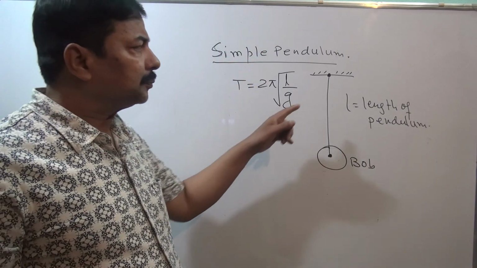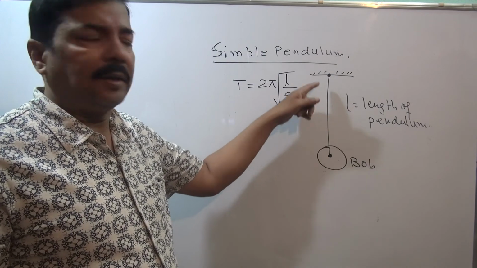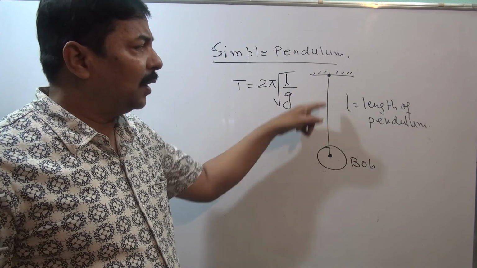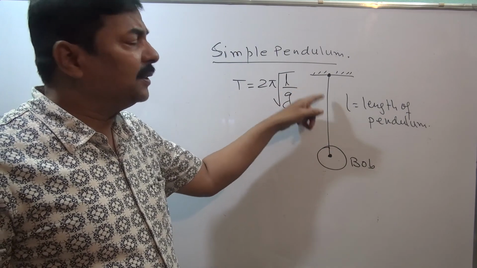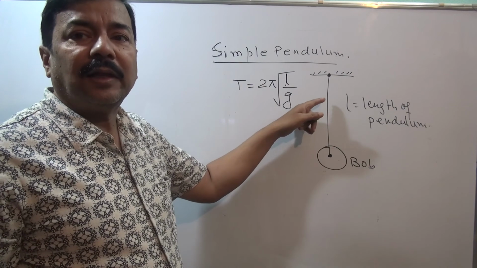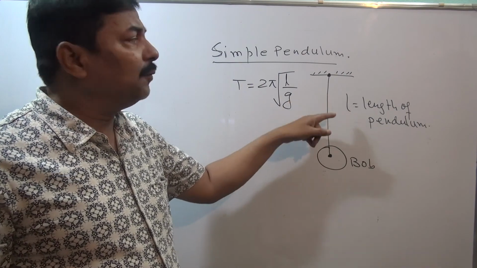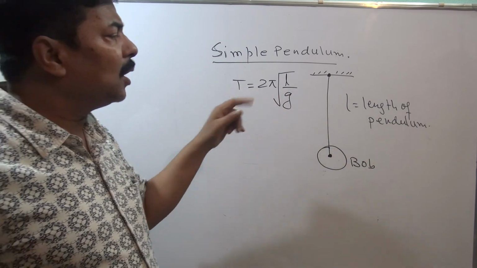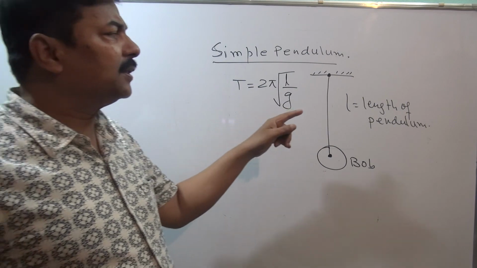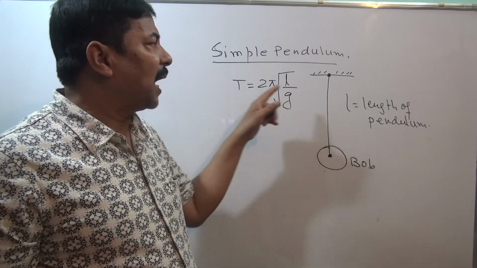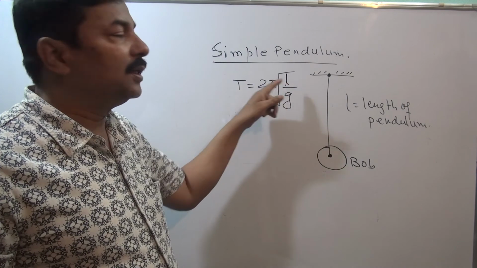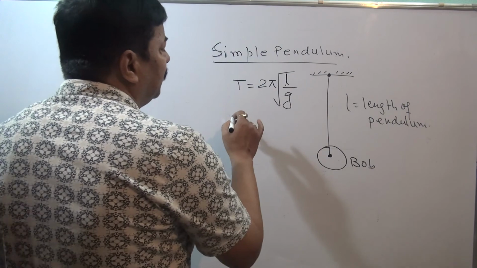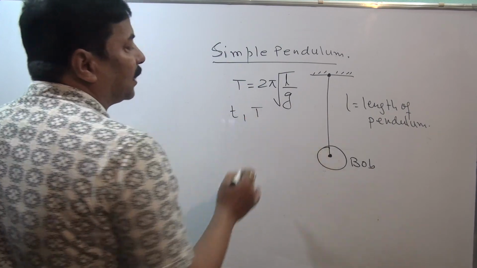Generally, this is a metallic rod, so the effect of temperature is there on this metallic rod, and in summer due to thermal expansion the length increases, whereas in winter the length decreases. So what we observe is that due to temperature change the length changes, and as length is related with time period, the time period also changes. Now two terms are there, one is small t and one is capital T.